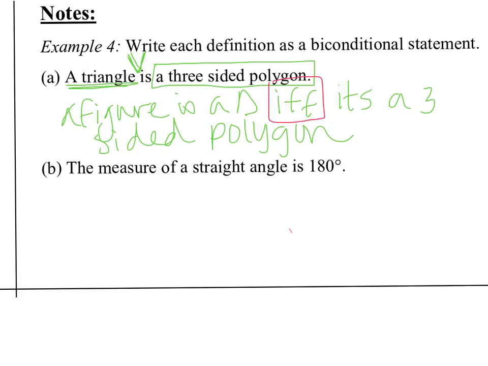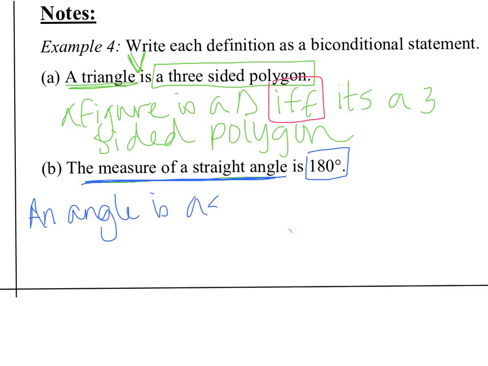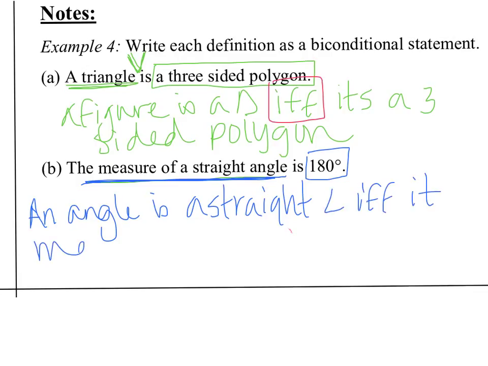Okay, so for B, same story. All of this would go on one side, and then that 180 would go on the other. So I say that an angle is a straight angle if and only if it measures 180 degrees.